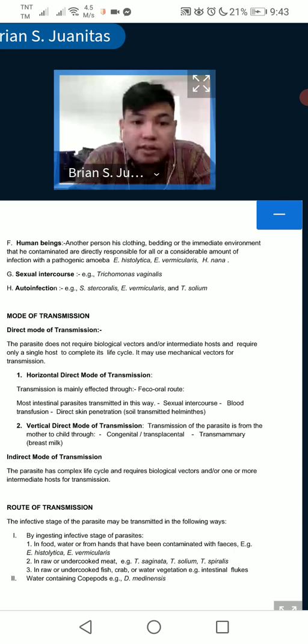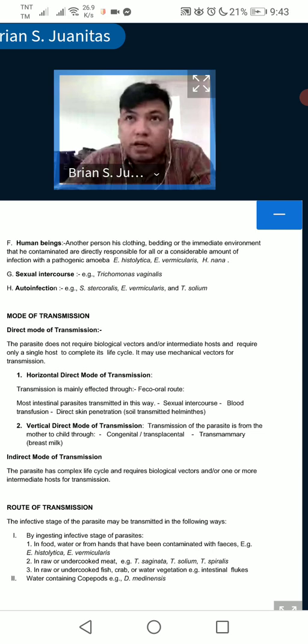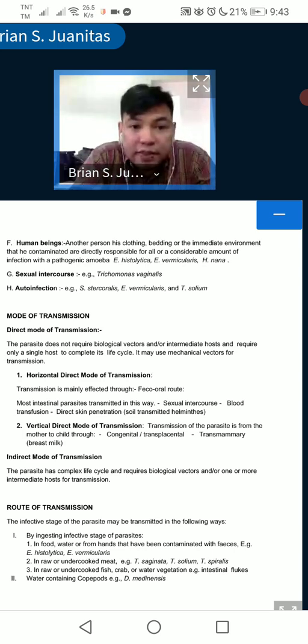Okay? Another transmission class is yung tinatawag nating vertical. By the way, when we say human to human infection class, tinatawag yung horizontal. Okay? From one human being or one infected person to another healthy, magiging infected person na naman yan, tinatawag yung class horizontal direct mode of transmission. Horizontal mode of transmission ang tawag dyan. Okay? Pero pag katulad ng sexual intercourse, blood transfusion, horizontal pa rin yan.